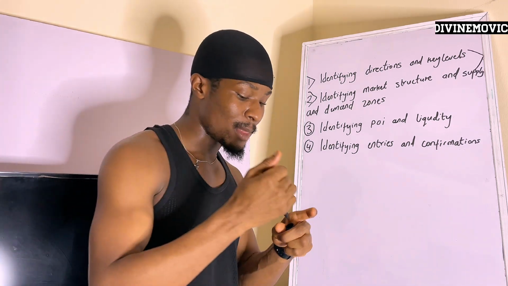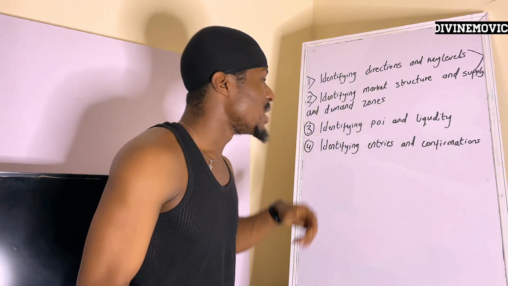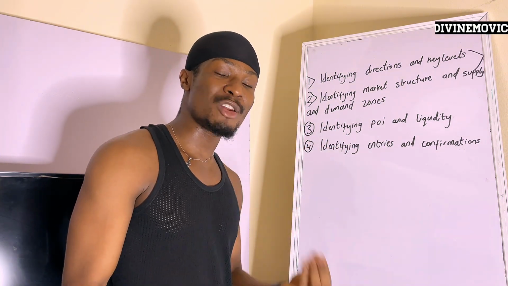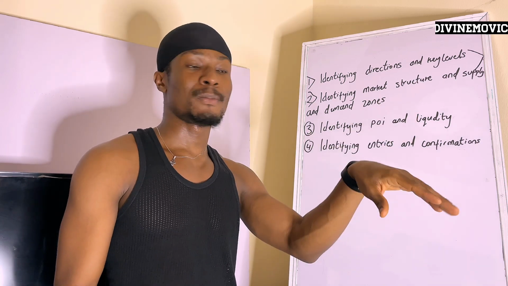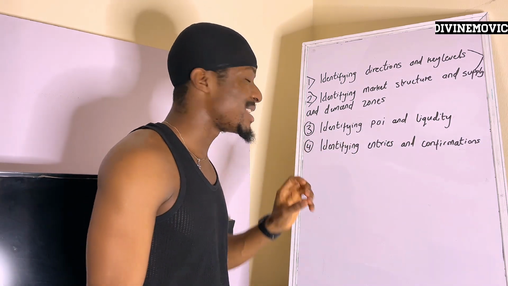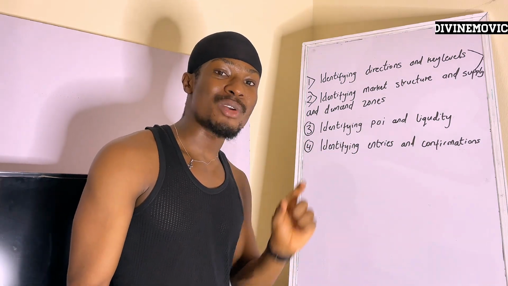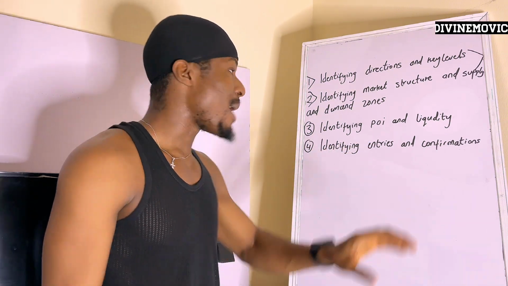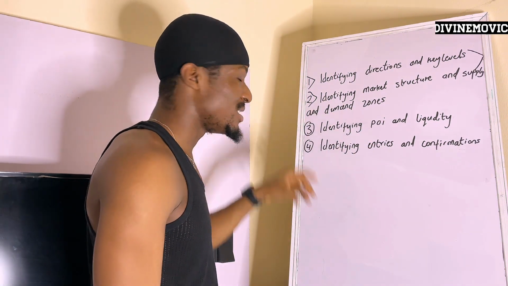Let me recap again that in these 4 steps, the first 2 are telling us where price is going to. That means they're telling us the direction that price is going to. Whereas steps 3 and 4 are telling us how we can join price to go in that direction that price is going to. I'm going to explain these steps in this video.